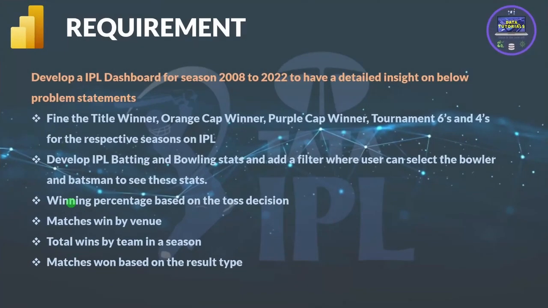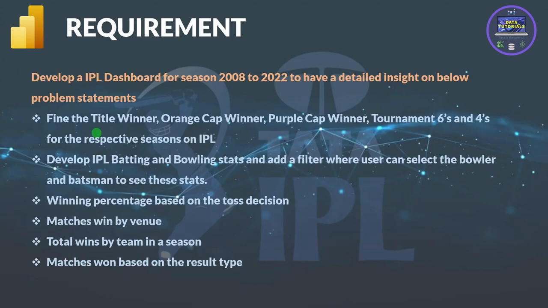Okay, moving ahead to our next step, it is a requirement gathering phase. In this particular phase, we will sit with our client, we will do a meeting, and we will gather the requirements which are important for them to show in our dashboard. So we have to develop an IPL dashboard for season 2008 to 2022 to have a detailed insight on below problem statements or objectives. Okay. So first one is to find the title winner. So there is a spelling mistake here. It is find the title winner, orange cap winner, purple cap winner, the total tournament sixes and fours hit for that particular IPL season. And this will be a KPI.